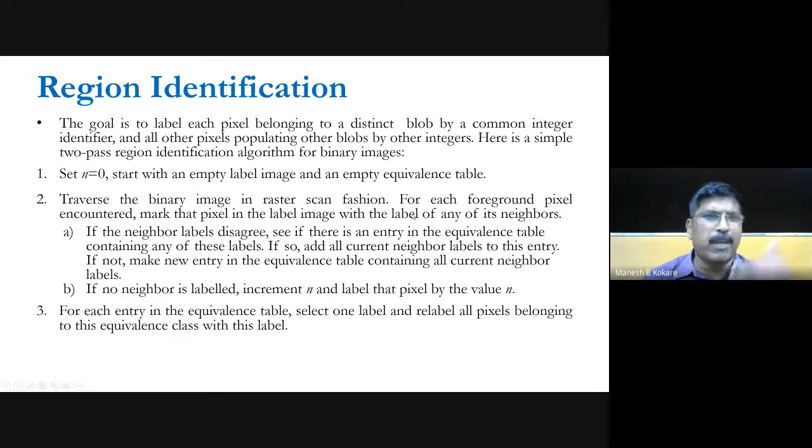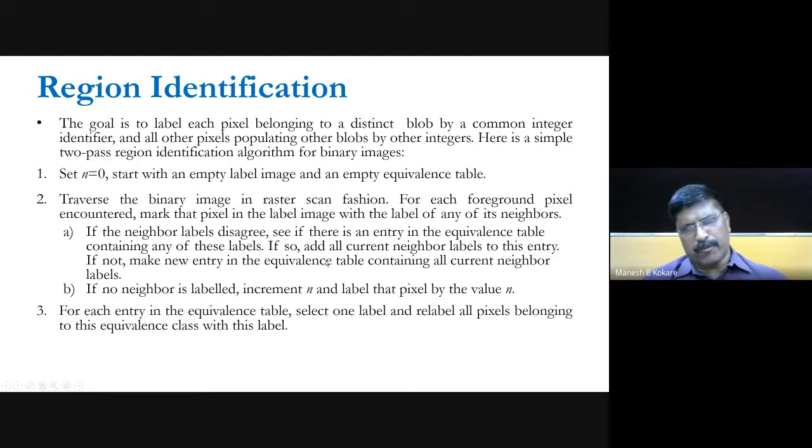For example, starting with 1, if this pixel is connected with a neighboring pixel by 4-connectivity or 8-connectivity, you are going to assign the second pixel also as label 1, the third pixel, like that. Okay, if the neighbor labels disagree, see if there is an entry in the equivalence table containing any of these labels. If so, add all current neighbor labels to this entry, and if not, make a new entry in the equivalence table.